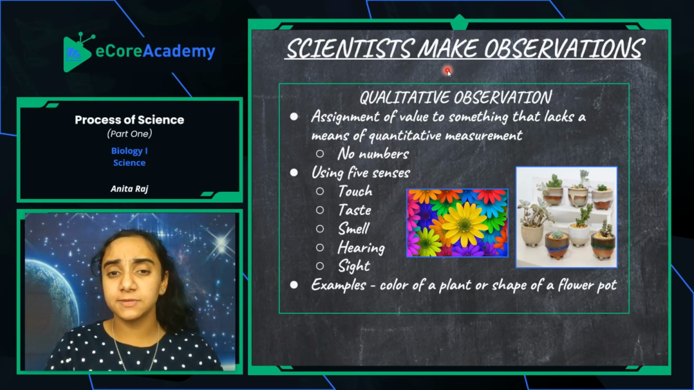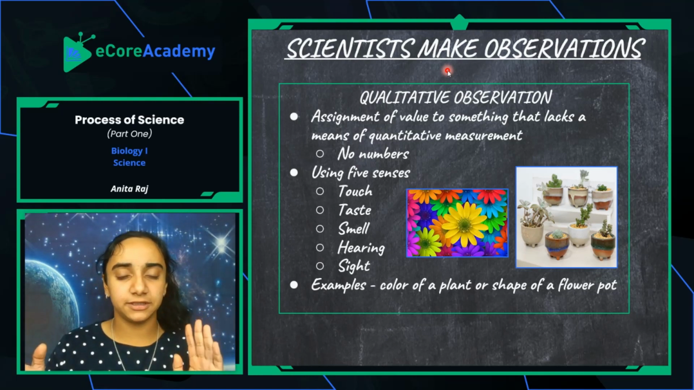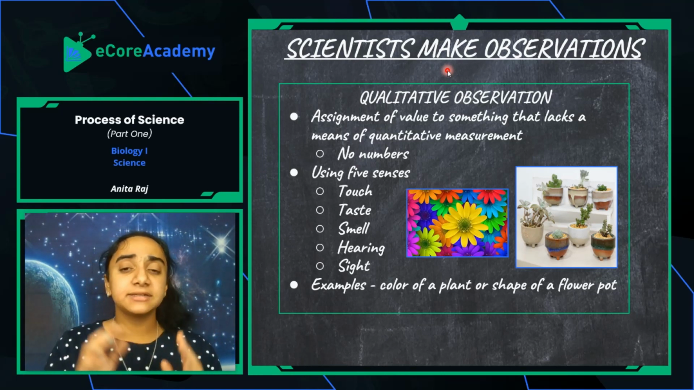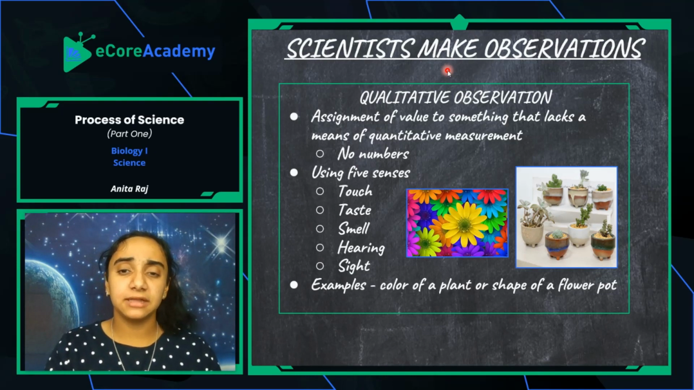So, qualitative observation, basic definition I have written here. It is the assignment of value to something that lacks a means of quantitative measurement. So a qualitative observation is pretty much not attaching a number to a characteristic.